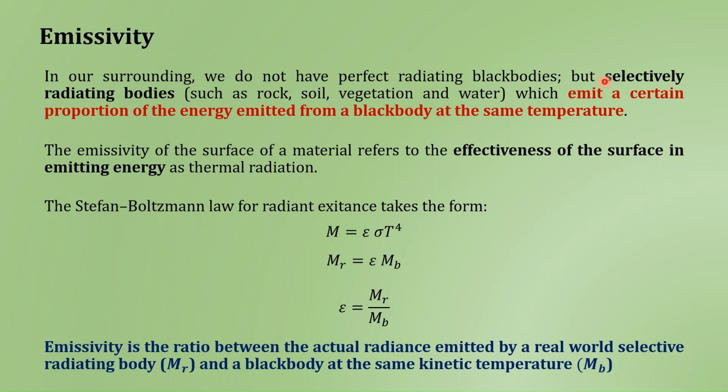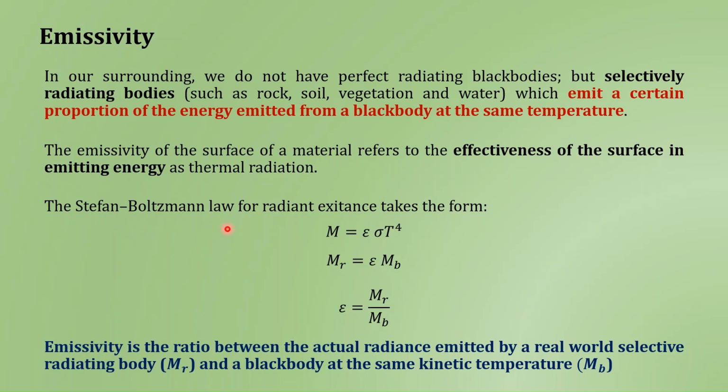So these emit only a certain proportion of the energy in comparison to the energy emitted from a black body at the same temperature. So this emissivity, it refers to the effectiveness of the surface in emitting the energy as the thermal radiation. So the Stefan-Boltzmann law we just saw for the black body, there M is equal to sigma T to the power 4. But for the selectively radiating bodies, we include the emissivity factor here.